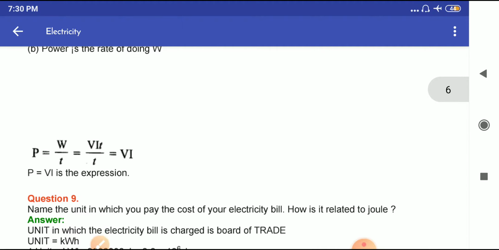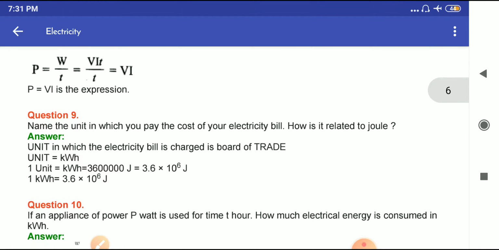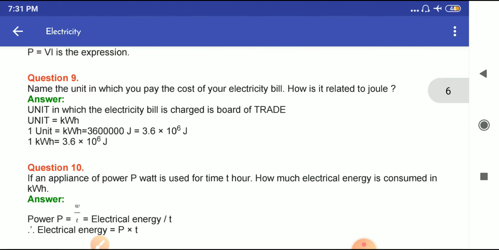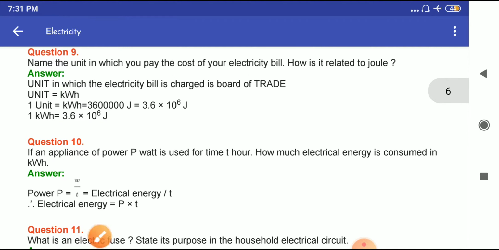Now question number 9, name the unit in which you pay the cost of your electricity bill. How is it related to joule? Answer, unit in which the electricity bill is charged is board of trade. 1 unit equals 1 kilowatt hour, and this is your relationship between kilowatt hour and joule.